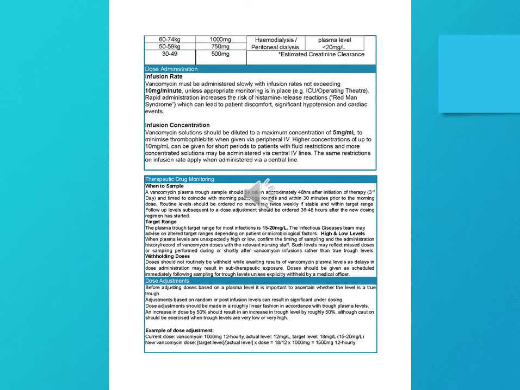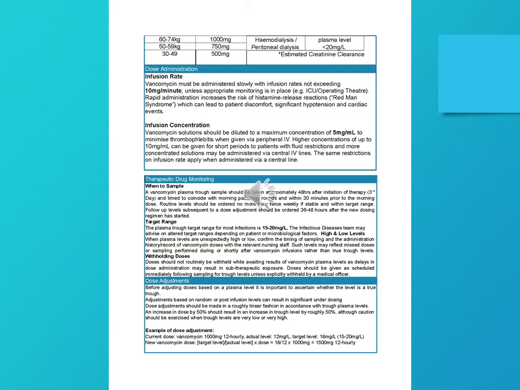Vancomycin must be administered slowly with infusion rates not exceeding 10 mg per minute, unless appropriate monitoring is in place, e.g. ICU/operating theater. Rapid administration increases the risk of histamine release reactions, Redman syndrome, which can lead to patient discomfort, significant hypotension and cardiac arrest. Infusion concentration.